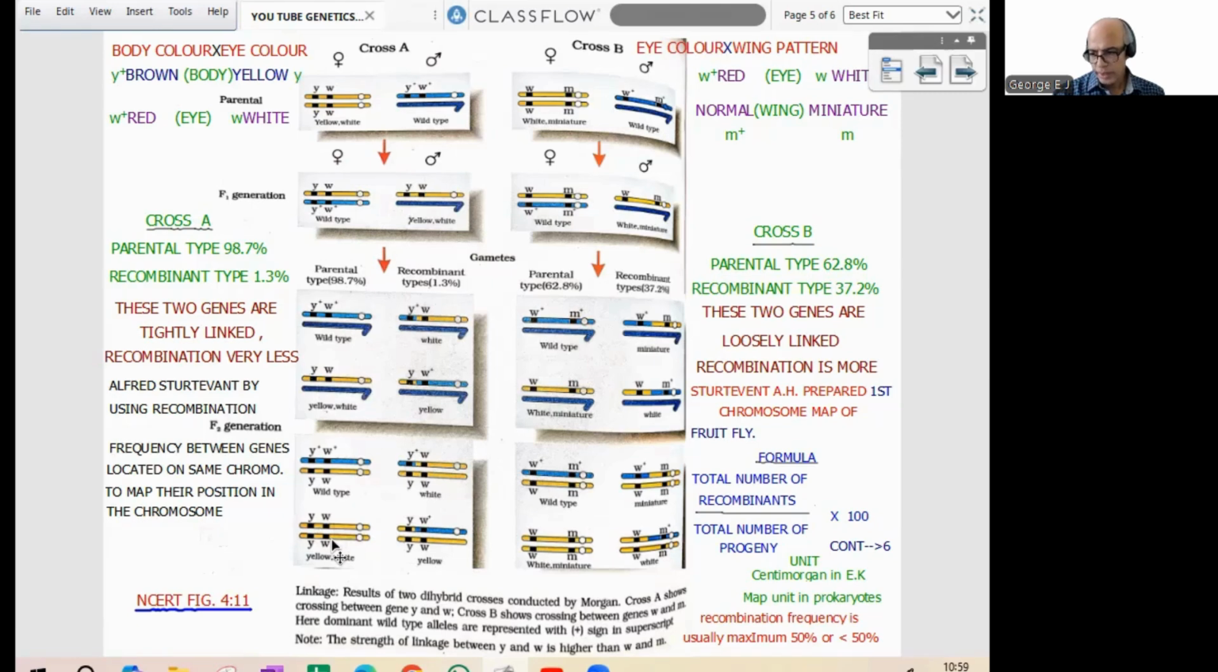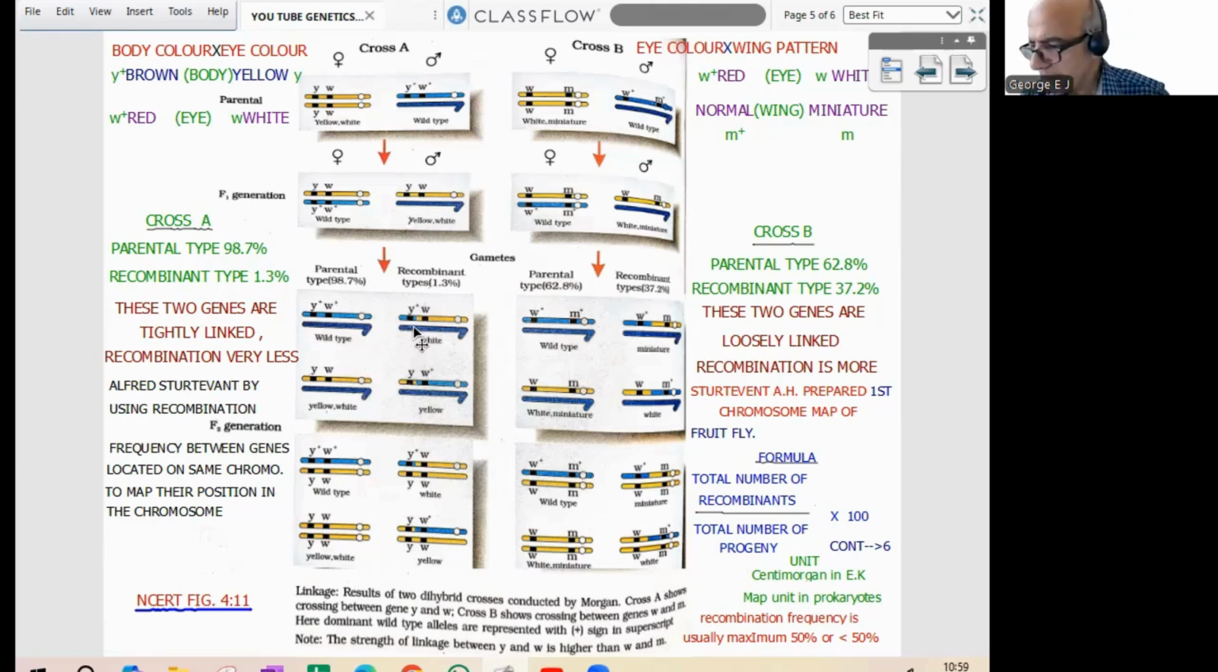Parental type in the sense that any character you check, you can find either here or here. No variation from the parental type for these 4. That is why they are called parental type. Now, when we come to here, they are given as recombination type, so no parental type you can find. And how this recombination comes is so easy.